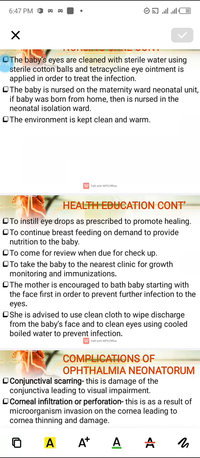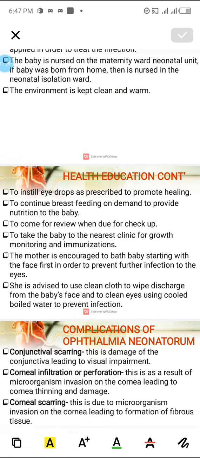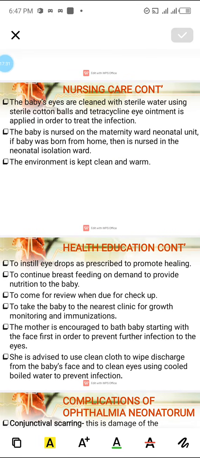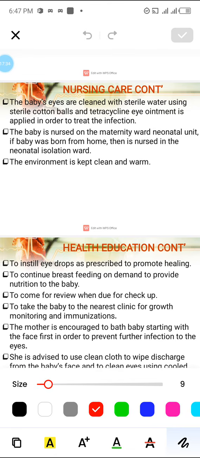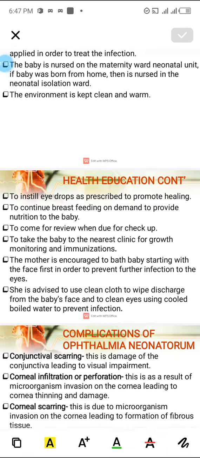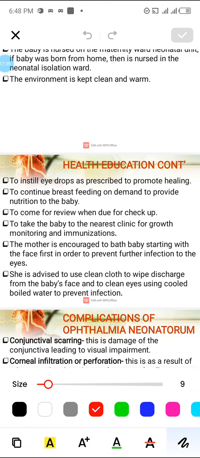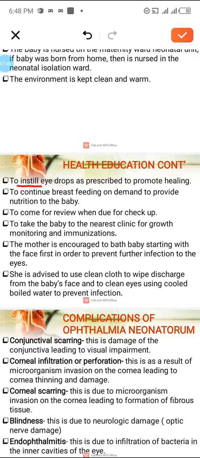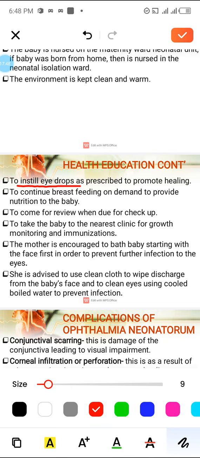Okay. Then what about IEC, or what we call health education? Okay, so let's look at health education. Under health education, we have just a few things that we need to do. We need to teach the mother how to instill the eye drops as prescribed to promote healing. So for a baby who is being discharged on these eye drops, or those who are not admitted but are being discharged on the eye drops, you have to teach the mother how to drop the medicine in the eyes.